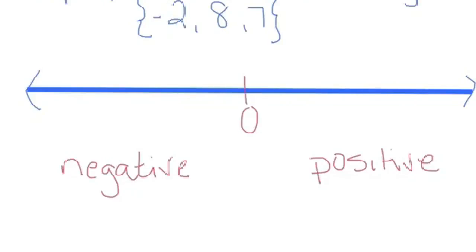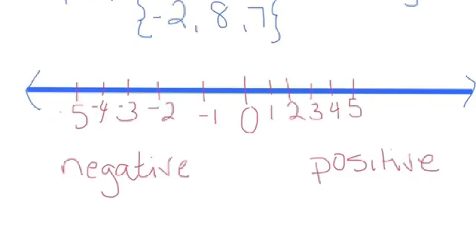Then you take your numbers in the set and find a place for them. So over here you'd have -1, -2, -3, -4, -5. That's all I really need. Over here I need a few more. And then you would just plot them on the number line. All you have to do is put a little dot on the number line where those numbers fall. So -2 is right here, 8 is over here, and 7 is right there. So you've graphed your set of numbers.